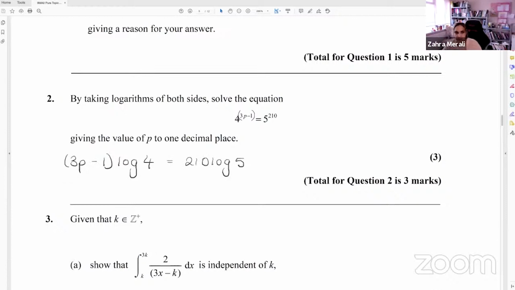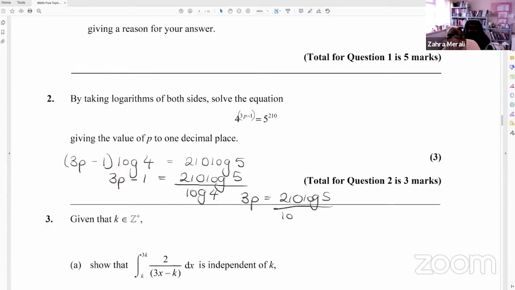210 log 5. So the 210 comes down. I'm going to divide the log 4 on both sides. So 3p minus 1 equals 210 log 5 divided by log 4. So 3p equals 210 log 5 over log 4 plus 1. I type that into my calculator, and then I would do answer divided by 3, and to 1 decimal place, I get 81.6.